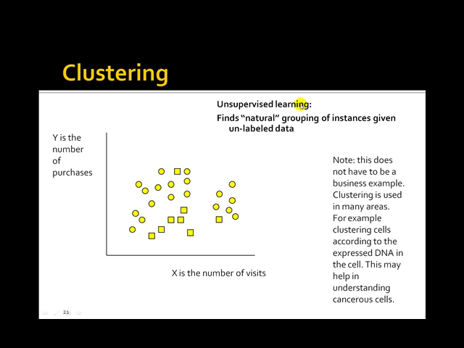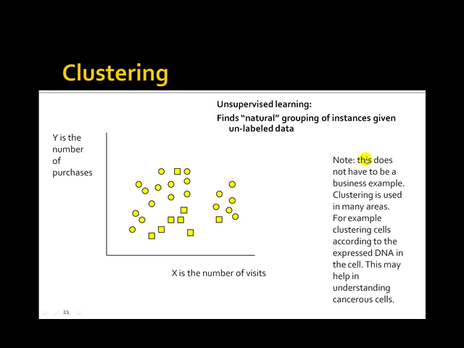This is called unsupervised learning, and we're looking to find natural groupings of instances given unlabeled data. Unlabeled means we don't have a class variable. So we just have, for example, just x and y. We don't have a class variable.